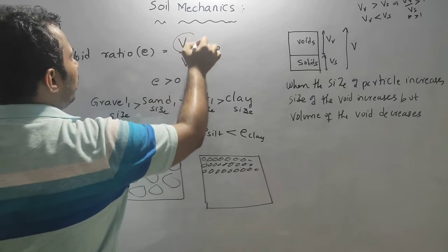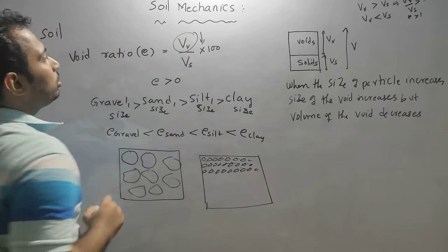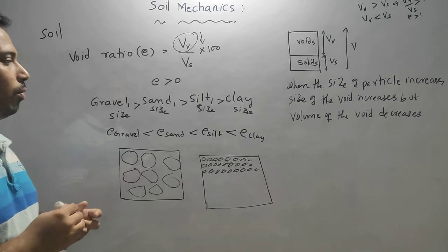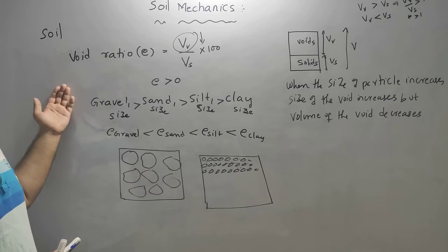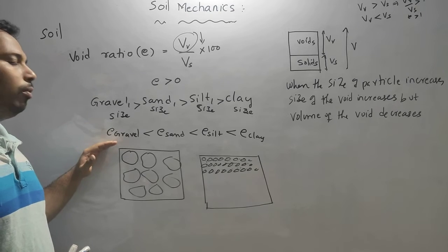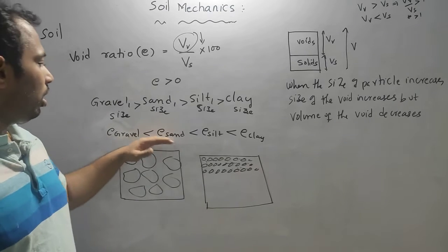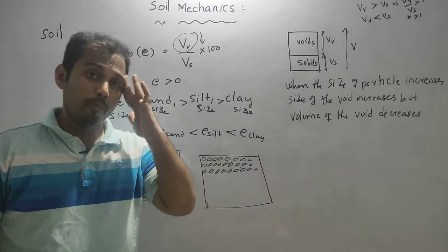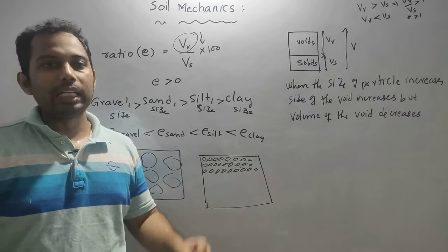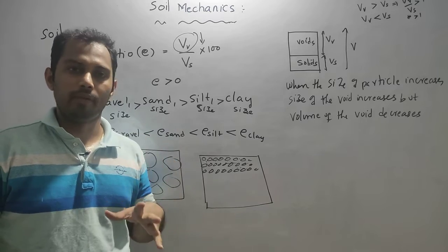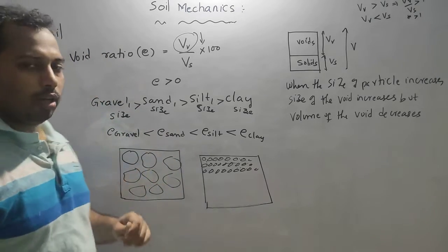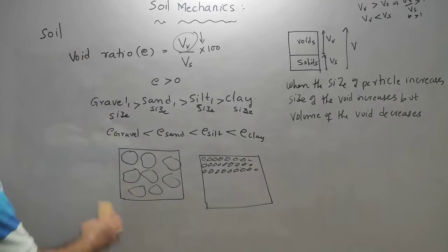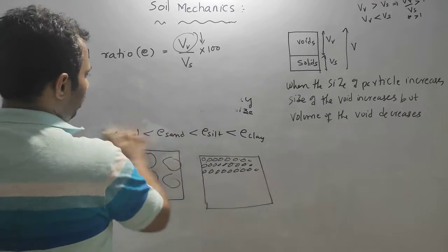If the volume of void decreases, obviously void ratio decreases. If the volume of void increases, obviously the void ratio increases. So that is why, for gravel and sand void ratios, generally gravel will have a maximum void ratio of 0.91. See how it is 0.91. How does the gravel have a maximum void ratio of 0.91?